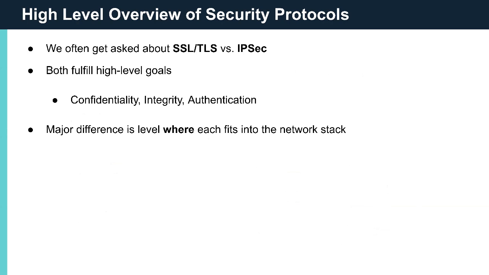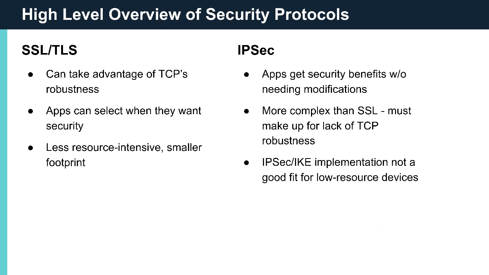So every once in a while we get asked about the differences between TLS and IPsec. They both fulfill the same high-level goals. The major difference is where they sit in the stack. Using SSL and TLS, you can take advantage of TCP's built-in robustness since we're sitting on top of TCP. Your applications can select when they want security, what kind of security they want, and have kind of fine-grained control per connection.